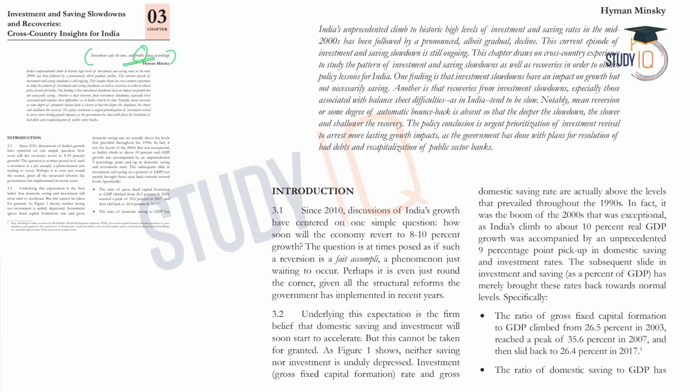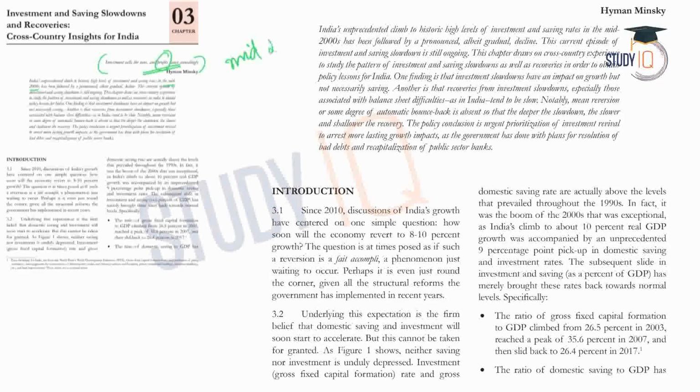Coming to the chapter, if we look at the trend of investment and saving slowdowns in India, in the mid-2000s, India experienced historic high levels of investment and savings. So that was the boom period for India, mid-2000s. After this, it was followed by a decline, and this decline is still going on. We can say that the economy is experiencing a slowdown in terms of investment and savings even now.